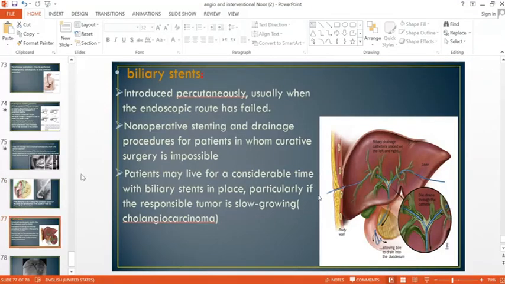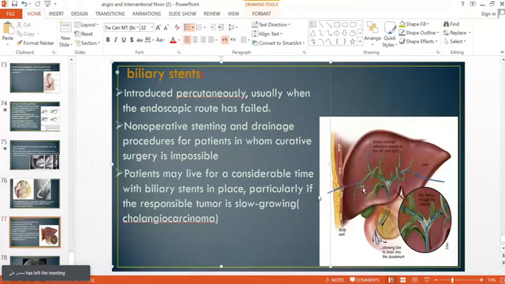Biliary stents can also be introduced percutaneously, especially when the endoscopic route has failed. Non-operative stenting and drainage procedures are for patients in whom curative surgery is impossible; those are candidates for percutaneous drainage. A patient may live for a considerable time with biliary stents in place, particularly if the responsible tumor is slowly growing, such as cholangiocarcinoma. Even with advanced tumor, it is slowly growing, so the stent can stay for a long while and spare the patient the symptoms, the pain and the jaundice. So it is very useful in the management of patients with cholangiocarcinoma.